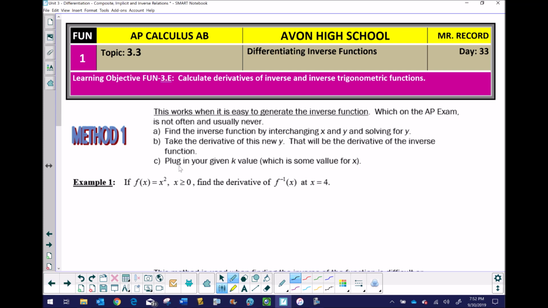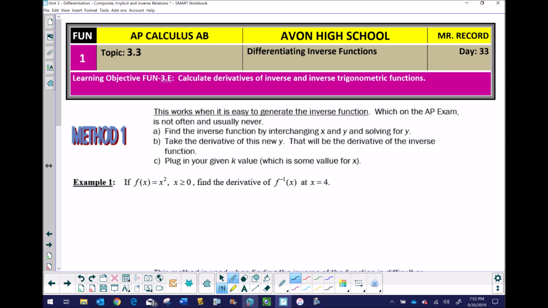So if we go back to the beginning, the first example says: if f of x is equal to x squared, where x is either 0 or positive, find the derivative of the inverse of f at x equal 4. Now, I want to talk a little bit about the idea of the inverse. For right now, let's take a look at this function f of x equal x squared.